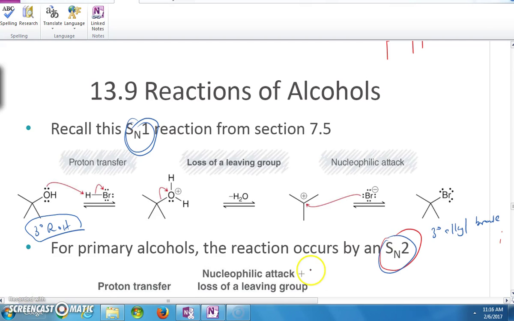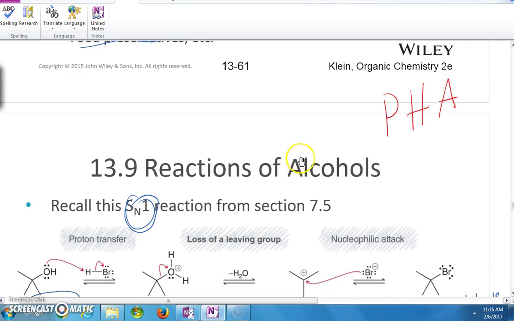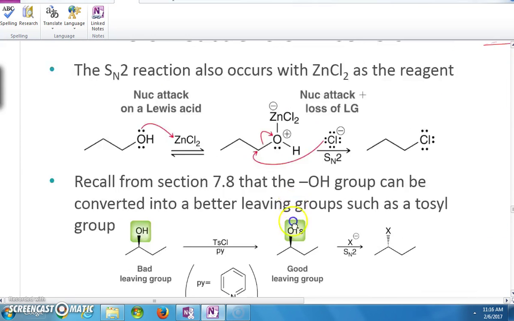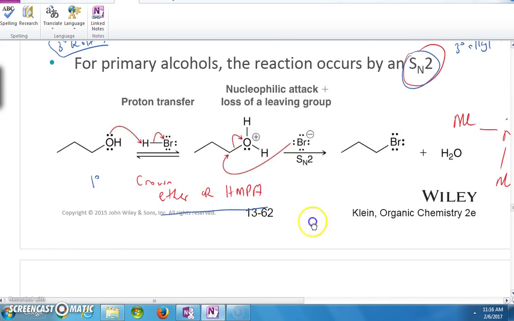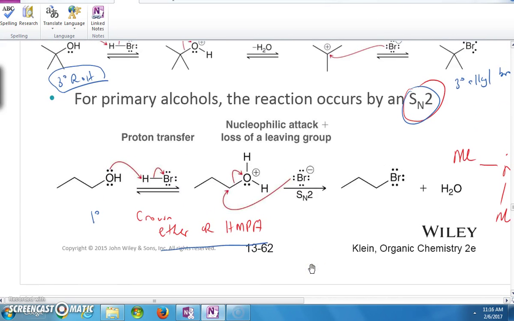Now for primary and secondary alcohols, we know that they could also undergo SN2. See, for instance, if you start out with an alcohol with the appropriate acid, you could have an SN2 happening, considering that this is a moderate nucleophile.